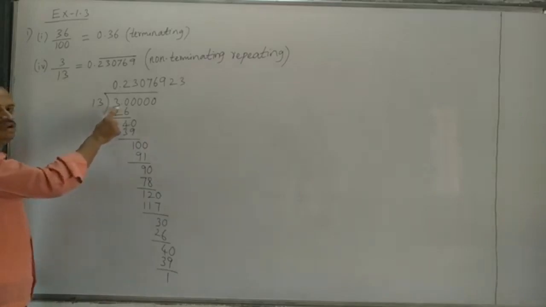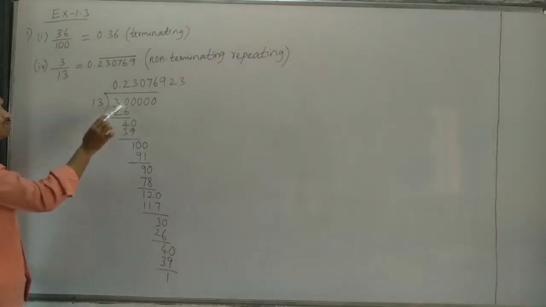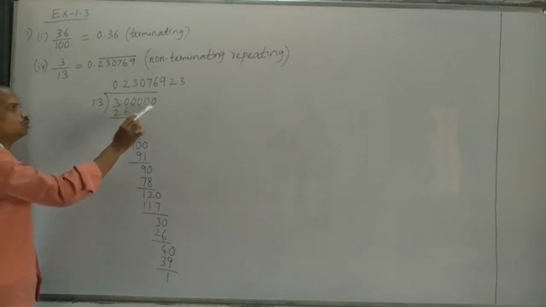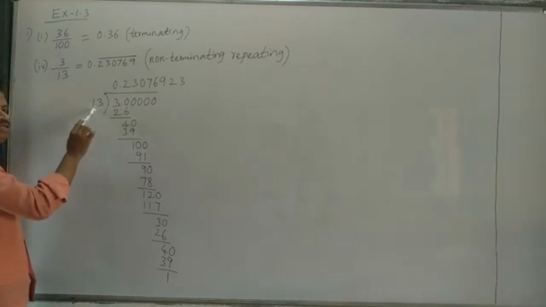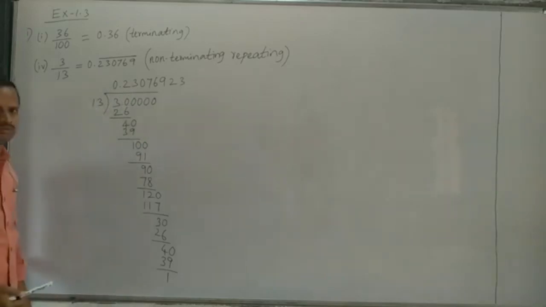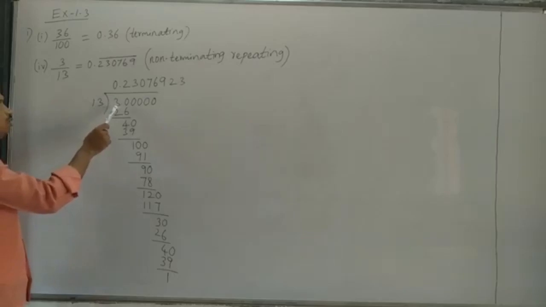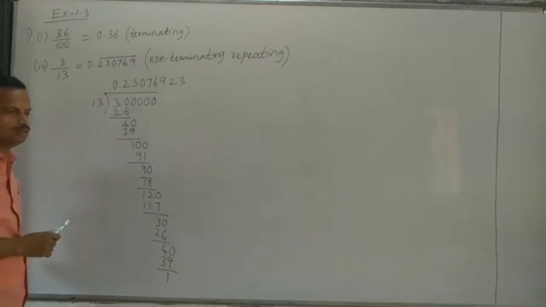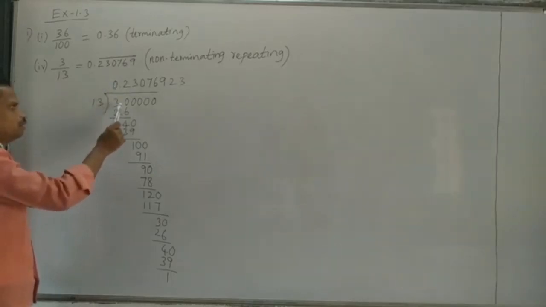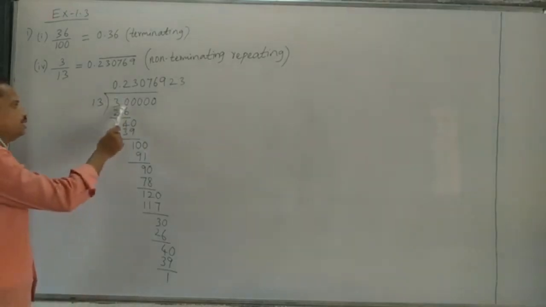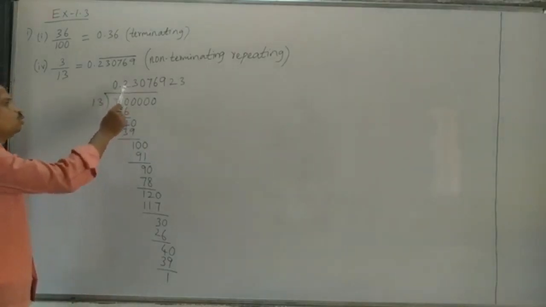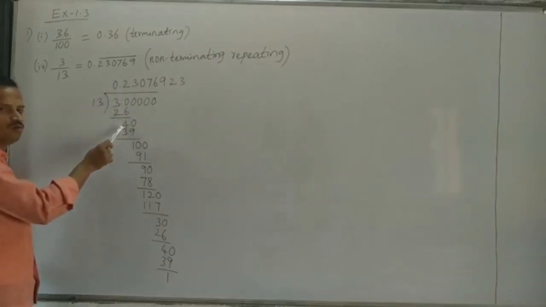In the dividend I put 3 and after the point I put 0, 0, 0. So it is equal to 3 only. And now you start dividing. First of all, 3 is not enough, the divisor is greater. So you put 0 point and then add 0, that becomes 30. In 30, 2 13s are there. 13 2s are 26 and the remainder is 4.